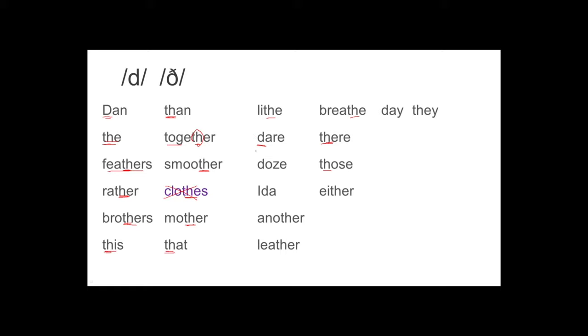And so this is quite common. There, those. Again, some people say those like doze, but that's okay. Either, leather. Then, of course, they. Make sure to get your tongue in between your teeth. That helps out a whole lot with D and TH sounds.